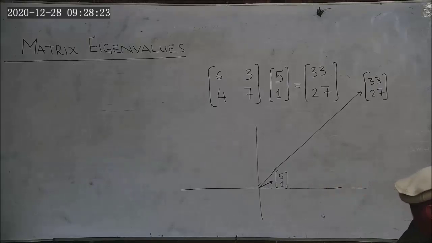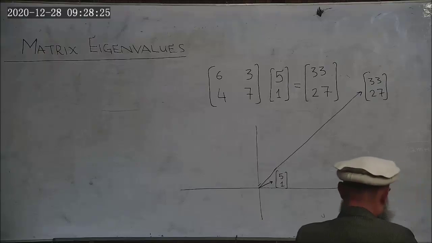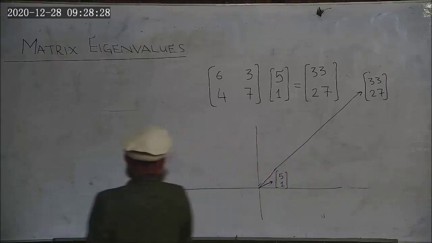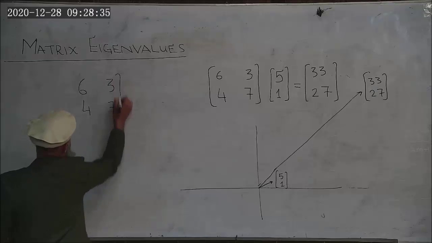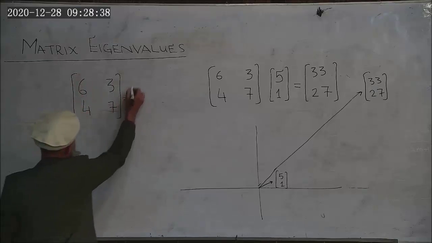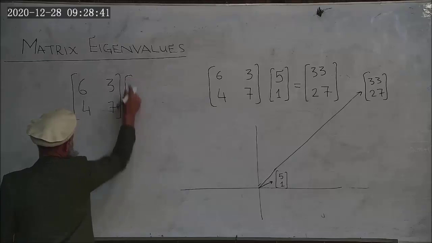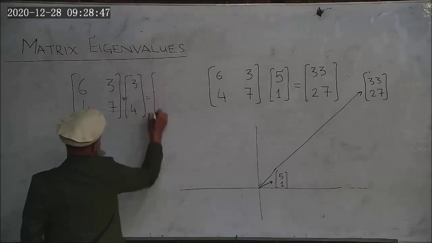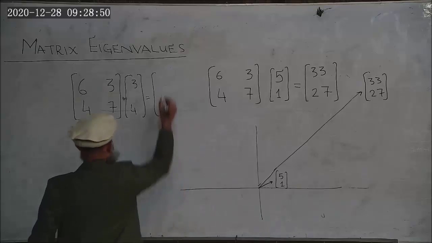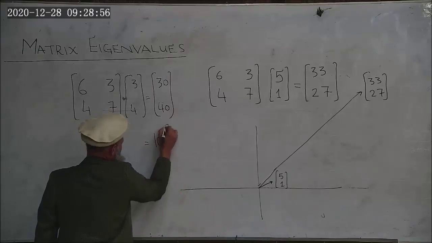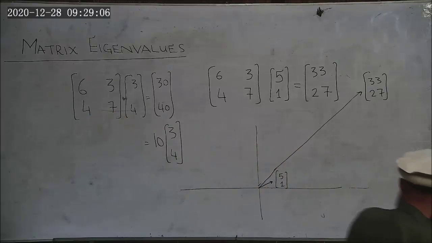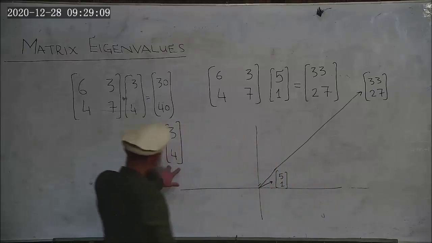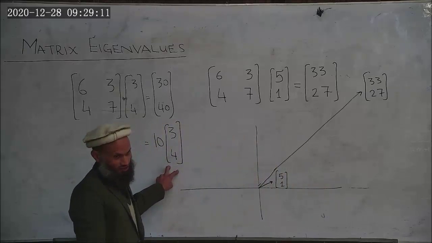Multiplication has produced two effects, scaling and then rotation. However, for certain vectors, these matrices only produce one effect, that is scaling. That is, if we have again this matrix and multiply this vector by this matrix, what we get is 30, 40. That is 10 times the same vector. You have multiplied a vector by a matrix, and this matrix has only produced scaling in that vector.